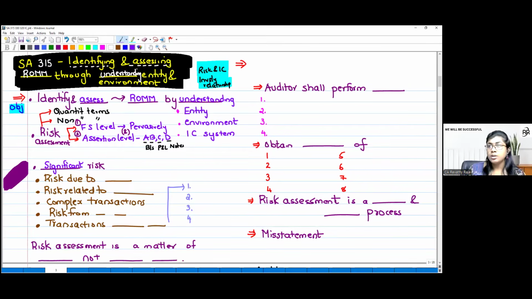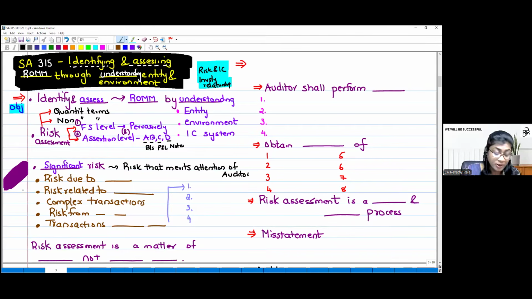What is significant risk? Risk that merits, merits means calls for, attention of whom? Attention of auditor, client. Can someone say? Significant risk means, as you said, it's a material, big risk, which calls the attention of auditor. SA is applicable for auditor.